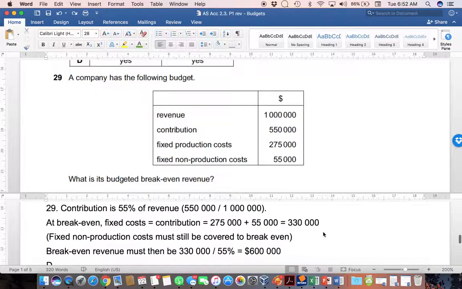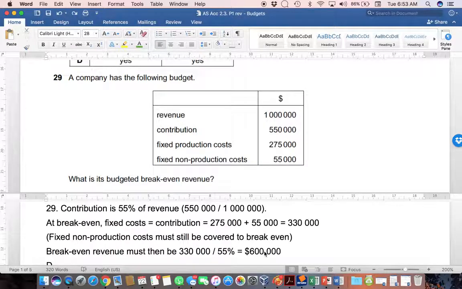330,000. We can then go back and use this percentage to work out, if my contribution is 330,000, that must be 55% of what? In other words, we divide by 55% and we'll find that your total sales or total revenue must be $600,000. And you can always check yourself if you're not 100% sure about what I'm doing over here. 600,000 times 55% will actually give you that 330,000.